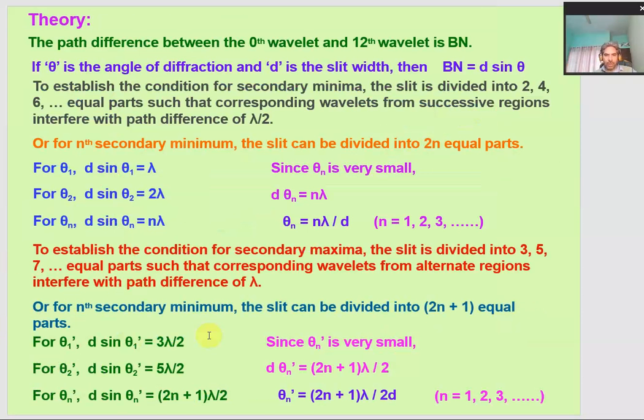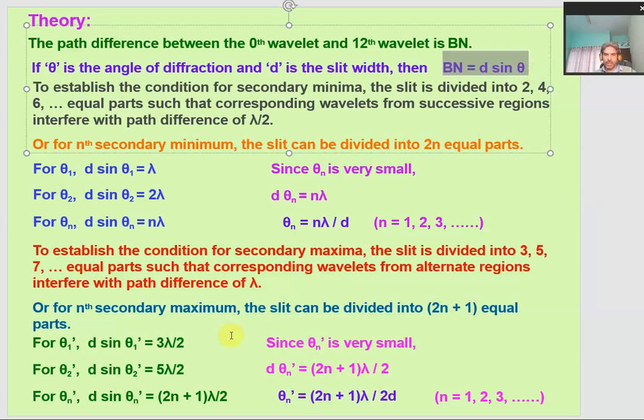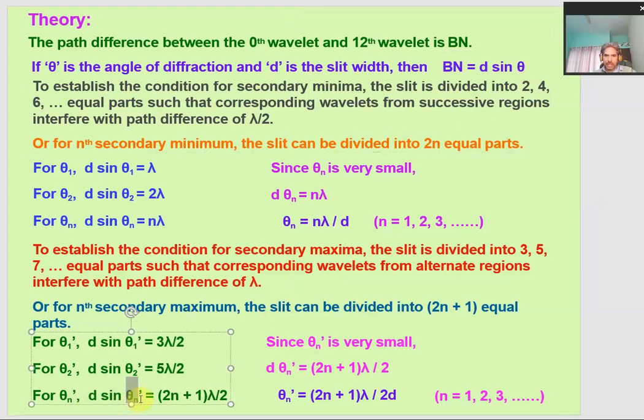So in general we can write d sin theta n dash, because these theta n dash are the angular positions of these bright fringes, or we can say maxima. This will be equal to 2n plus 1 times lambda by 2.